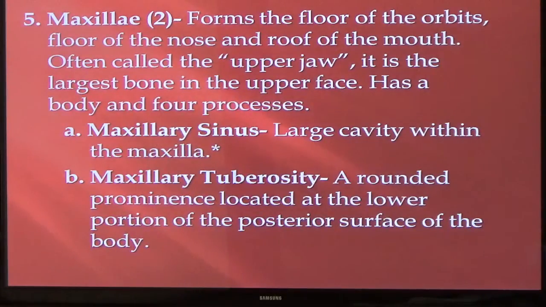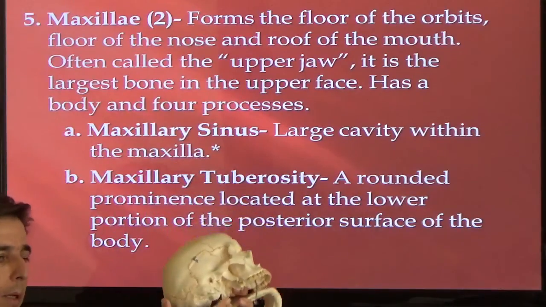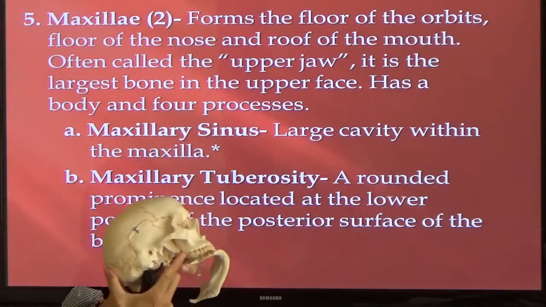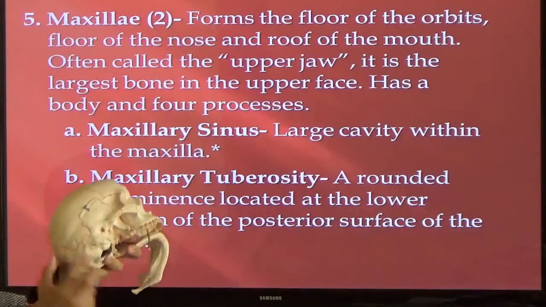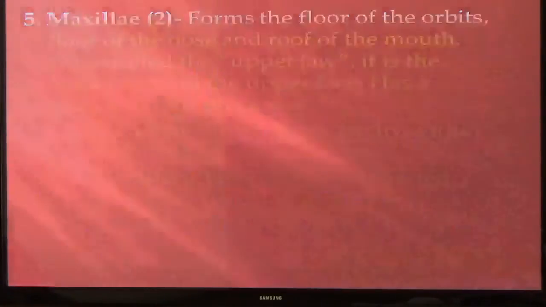There's a maxillary tuberosity, so know the maxillary sinus. The tuberosity isn't that important, other than that some muscles attach there. The tuberosity is this bump way in the back, and if you put your finger or your tongue way behind your last tooth, you'll feel this maxillary tuberosity. It just means a little bone growth or extension there.